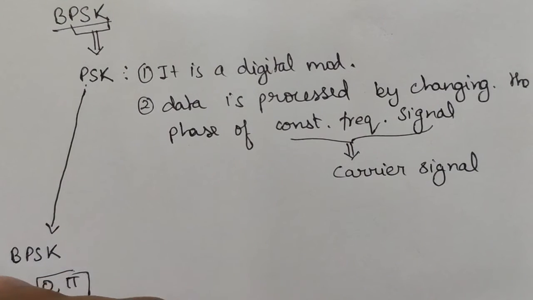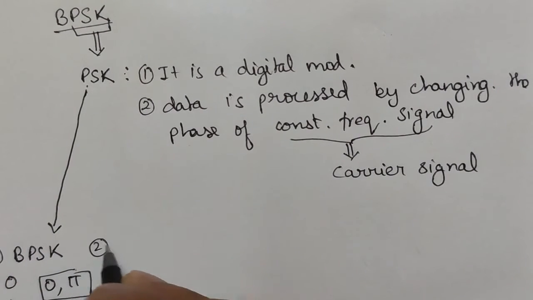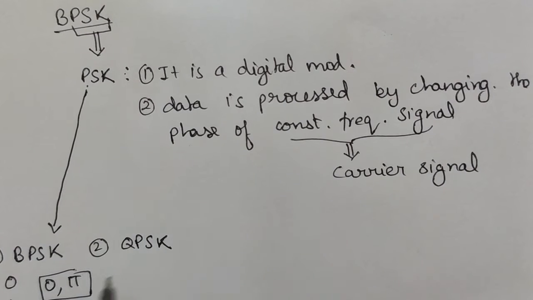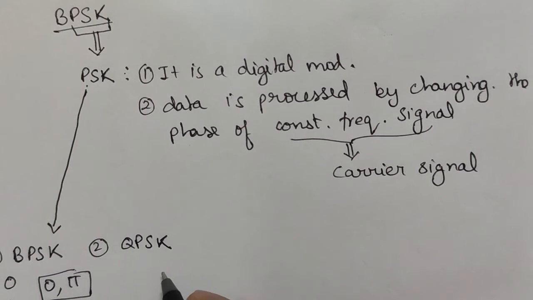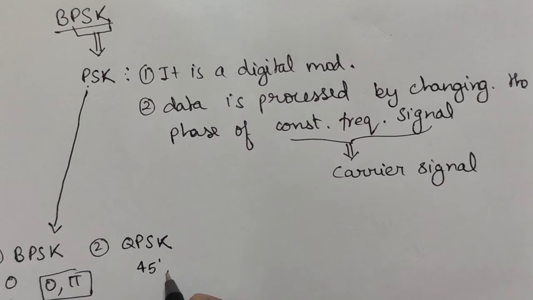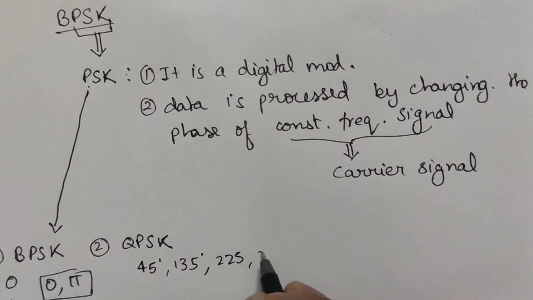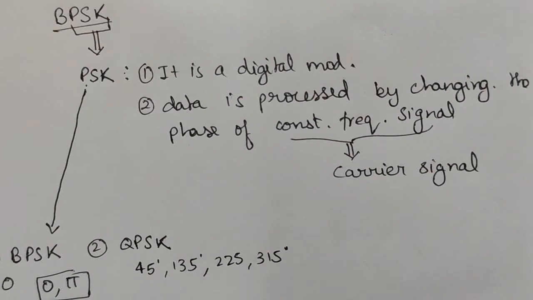This is the BPSK, this is QPSK. Here we have the 4 combinations, that is 45 degrees, 135 degrees, 225 degrees, and 315 degrees. And we can go on making different combinations. Today we will understand this binary phase shift keying.